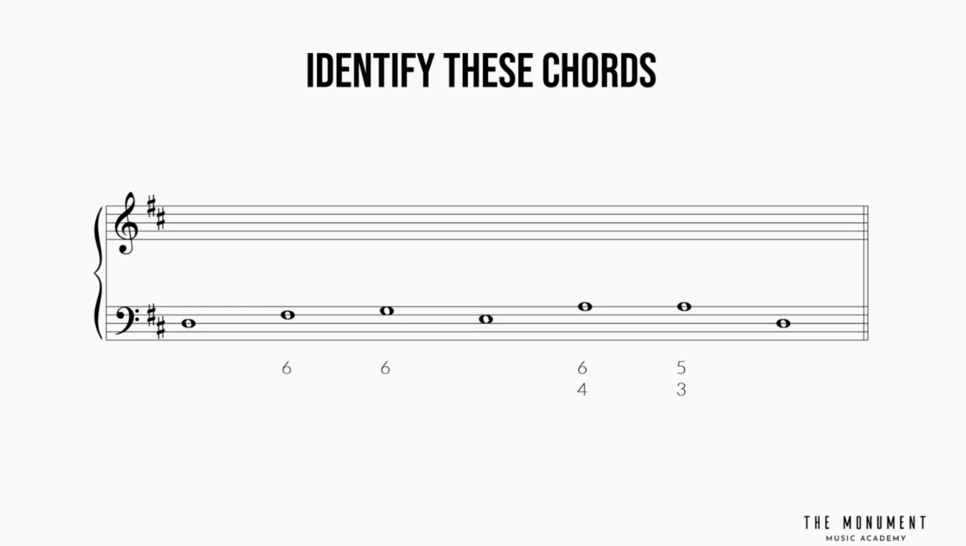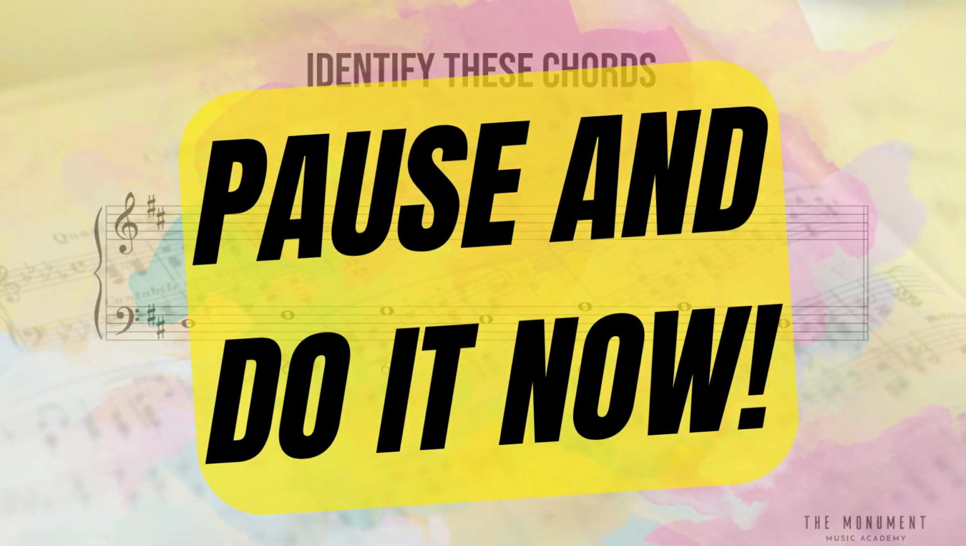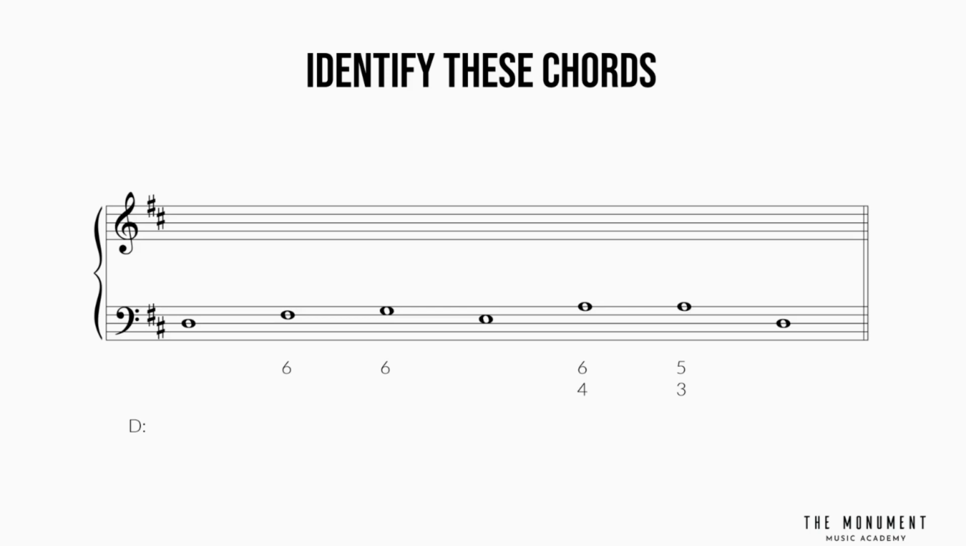Now that you know how figured bass works, give this exercise a go and see if you can identify these chords and relabel them using Roman numerals. Here's the answer. A D note without any figures suggests a D major root position chord, which is chord 1. An F sharp with the number 6 indicates D major first inversion, which is chord 1B.